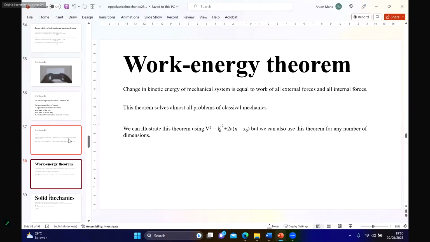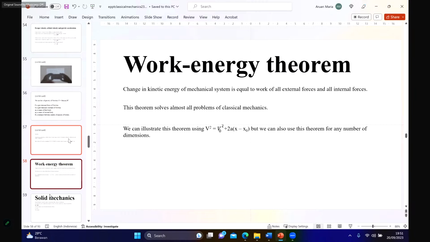Okay, the next slide, 58, talks about the work energy theorem, which is probably the most important theorem in classical mechanics because you can solve almost any problem in classical mechanics using the work energy theorem, which says that the change in kinetic energy of a mechanical system is equal to the work of all external forces and all internal forces of the mechanical system. Okay?